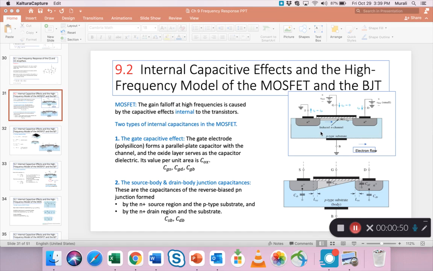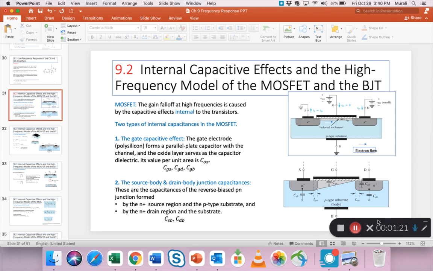The next topic, 9.3, is for these same devices once they are put into simple amplifier circuits like a CS, common source circuit, or a CE, common emitter circuit for a BJT. Then how do we go about finding the high frequency response? Okay, so those are the topics that we will look at the problems for.